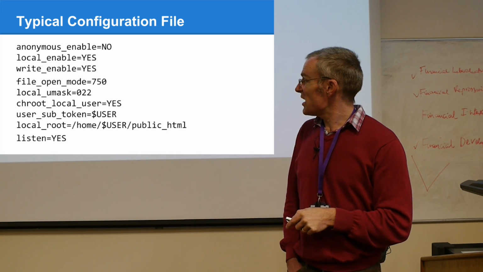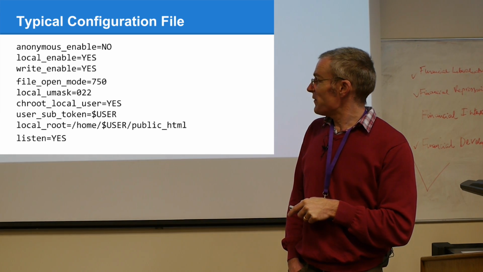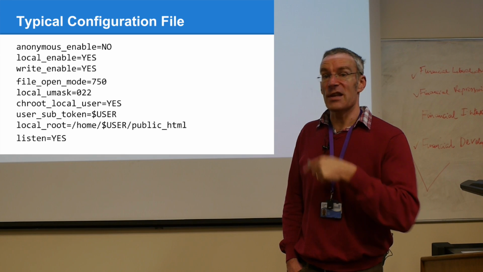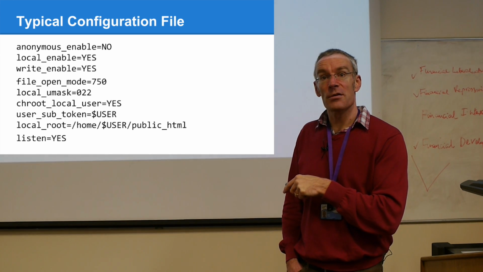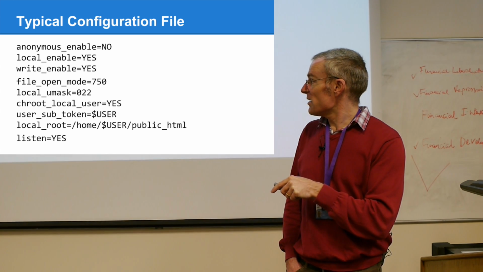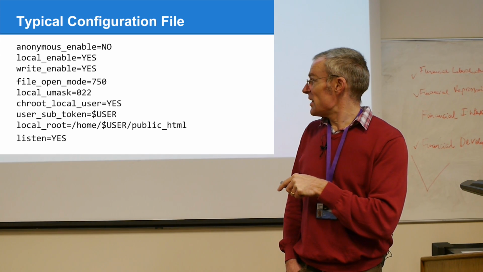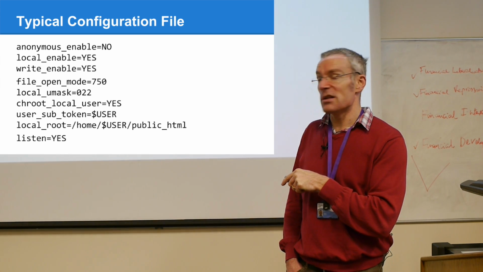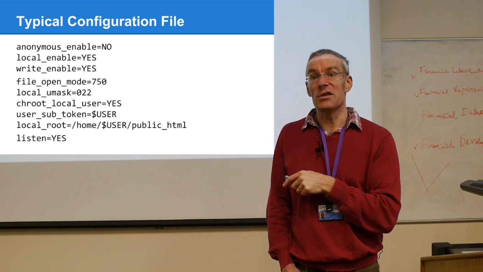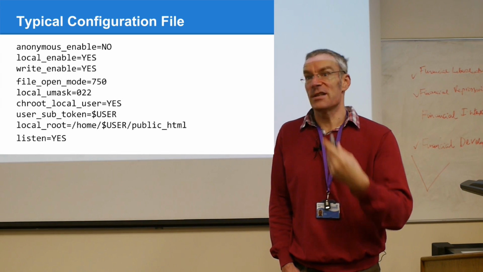So what I've suggested here is we specify the root folder where you connect to as being the public HTML folder. So $user represents the user's folder. That makes sense? And then we're saying that when you FTP in, you'll land in the public_html folder. Obviously it has to exist for it to work.